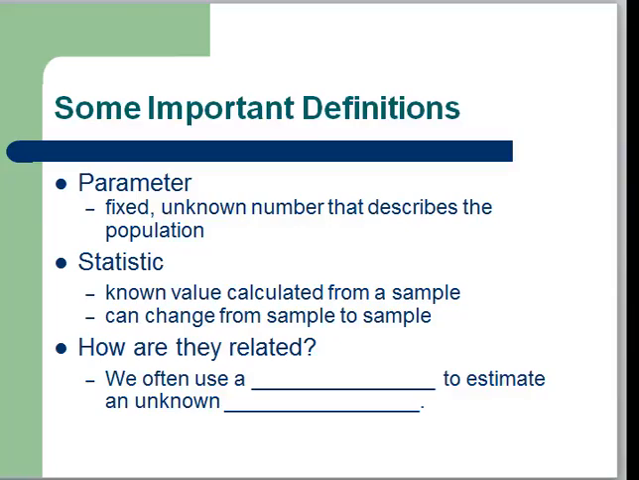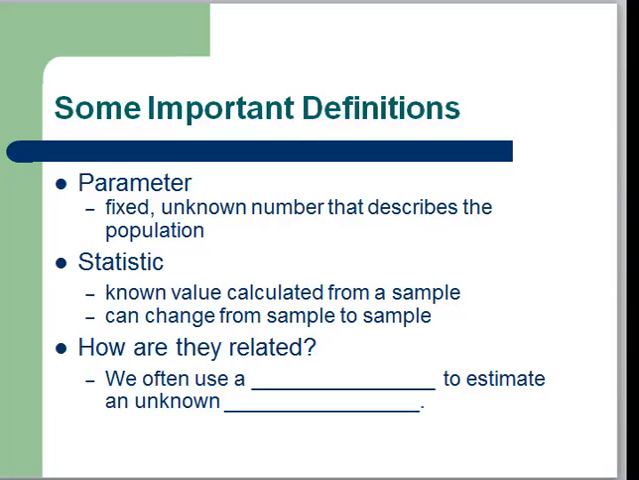Now, in an earlier lesson, we learned that a parameter is a number that describes a population. We're going to get a little more detailed, and we're going to say now that a parameter is a fixed number. It has a value, but that value is unknown. So a parameter is a fixed unknown number that describes the population. The reason it's unknown is that we can't get the information from the entire population to figure out what this percentage is. A statistic, on the other hand, is a known value calculated from a sample.